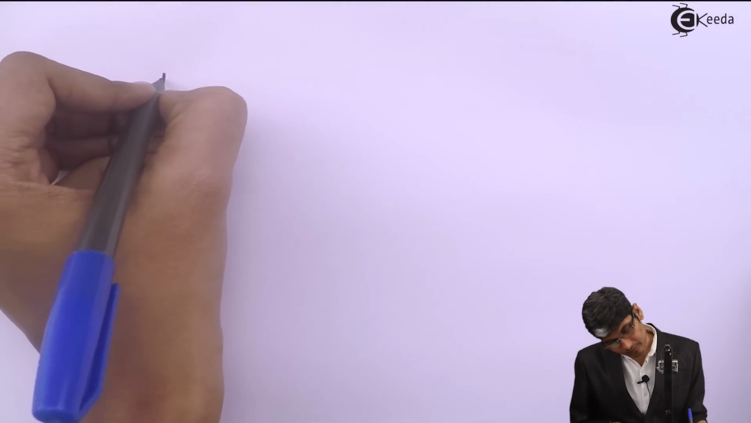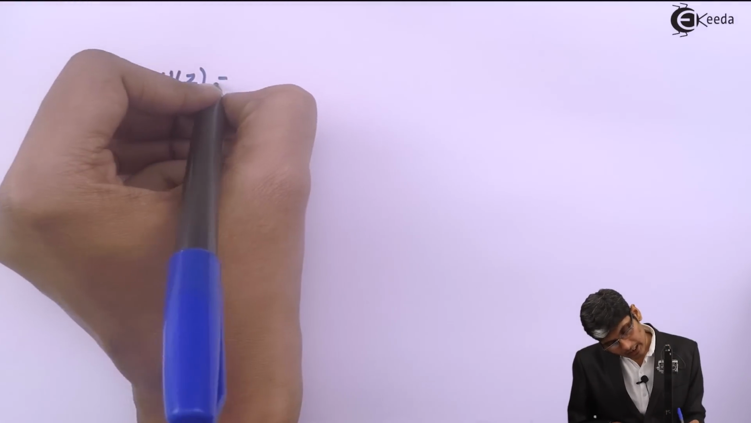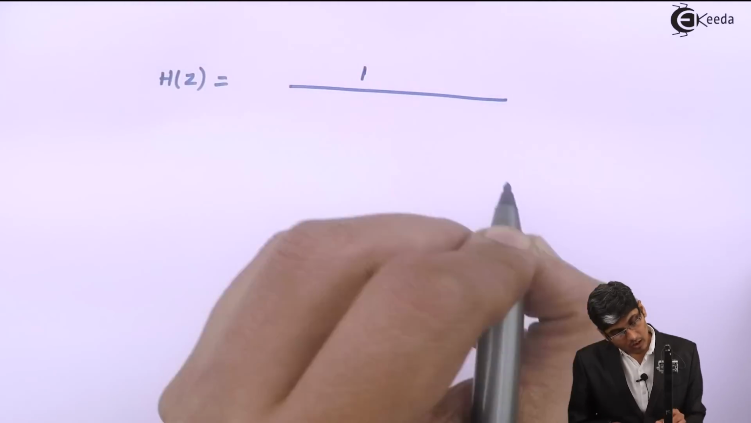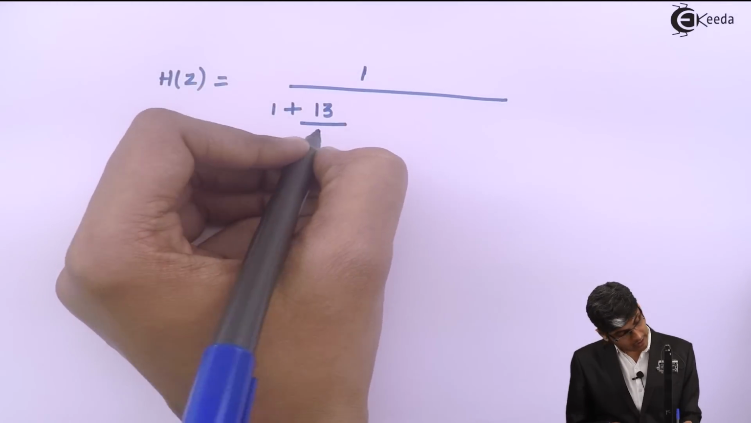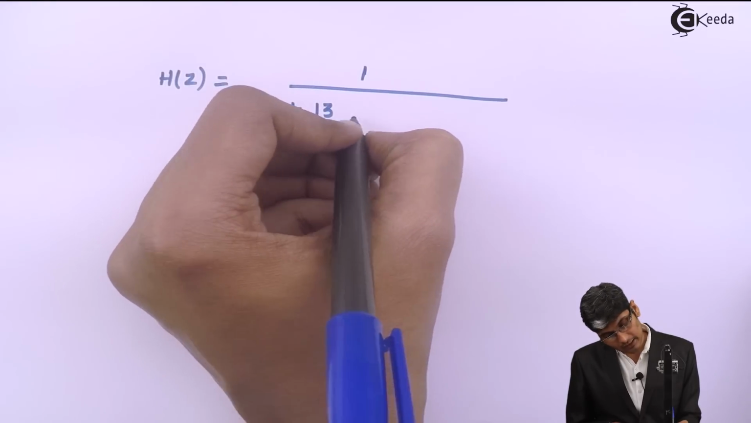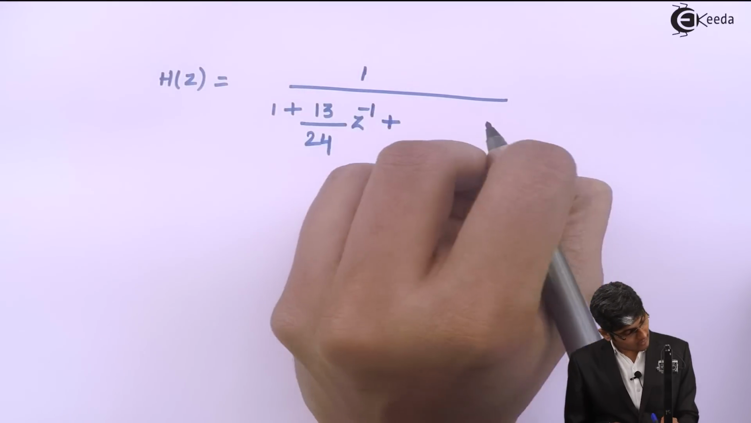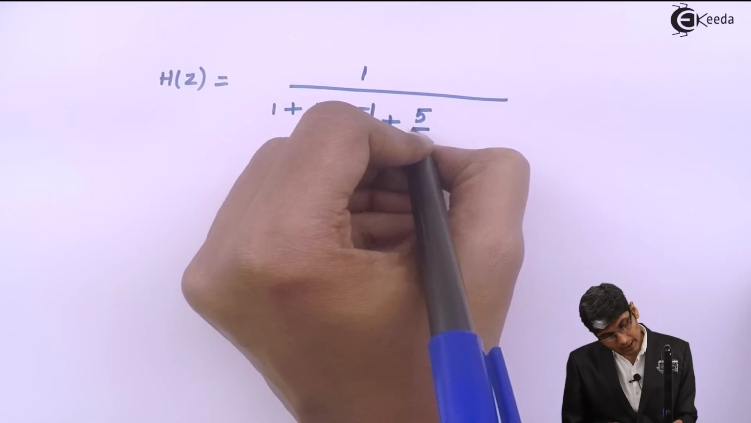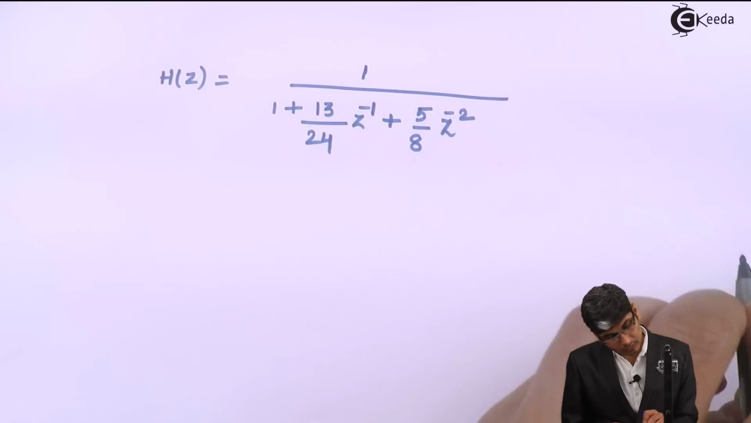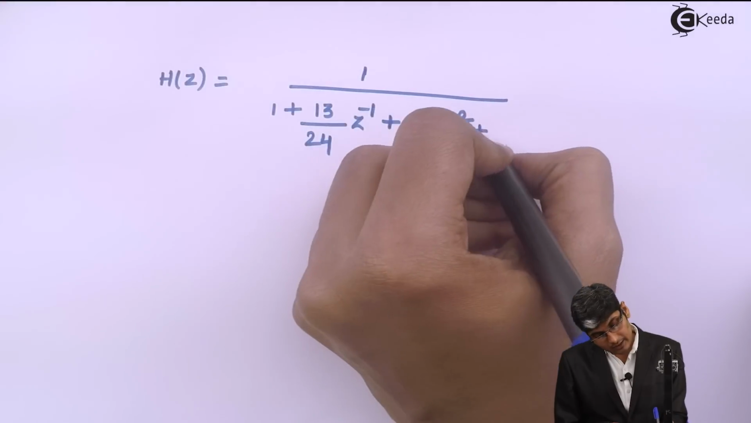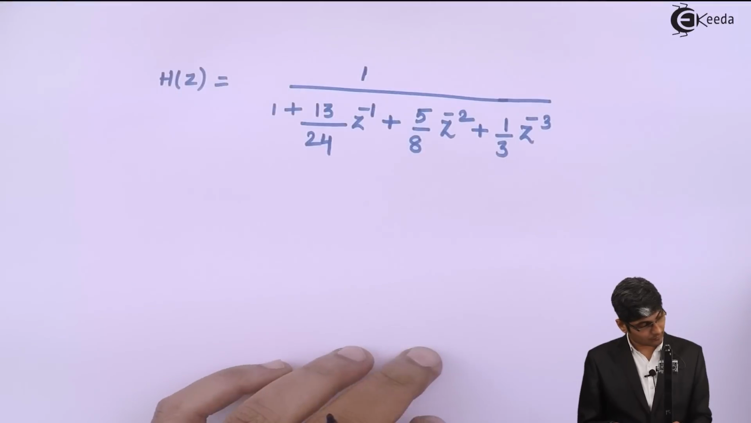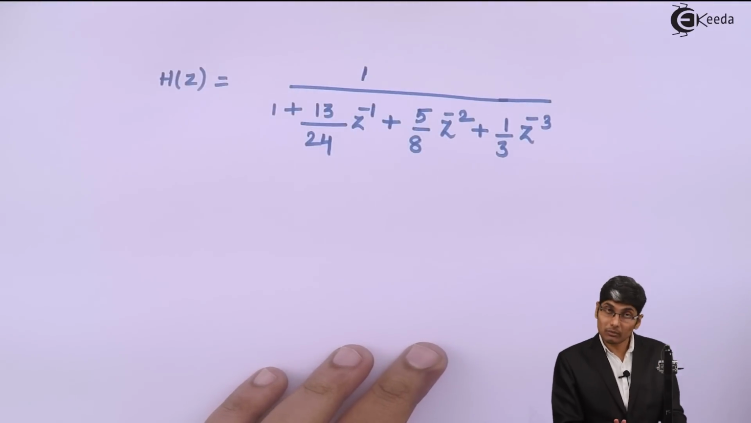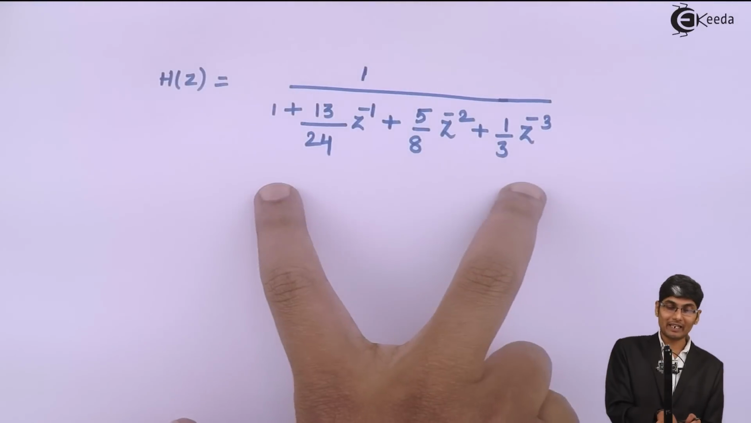So an all pole transfer function is given as, let's say, H of z equals 1 upon 1 plus 13 by 24 z inverse plus 5 by 8 z raised to minus 2 plus 1 by 3 z raised to minus 3. Okay, that is the given problem. Now this is my A n of z.